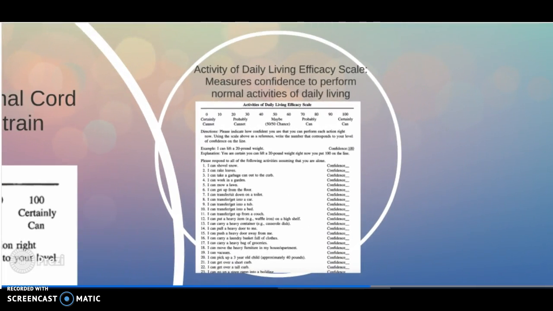And then the second assessment, activities of daily living efficacy scale. This could be used for a variety of different populations, but again, in this example, it was used for spinal cord injuries. So it measures confidence to perform normal activities of daily living. So this one, again, is just like the last one. It's very simple, 0 to 100. And you say your confidence level to do things like getting up from the floor or getting in and out of the car, in and out of the bed.